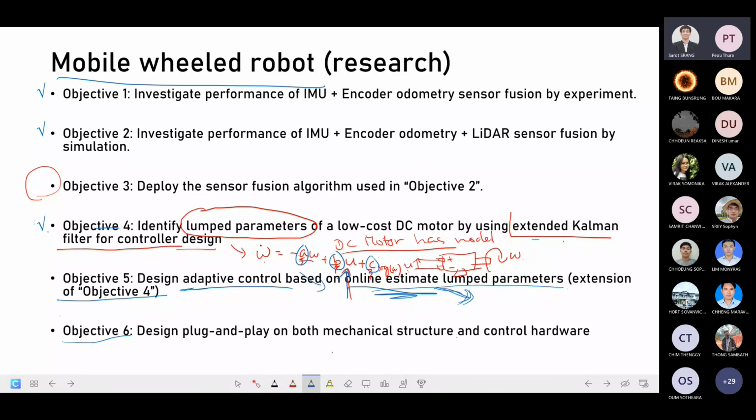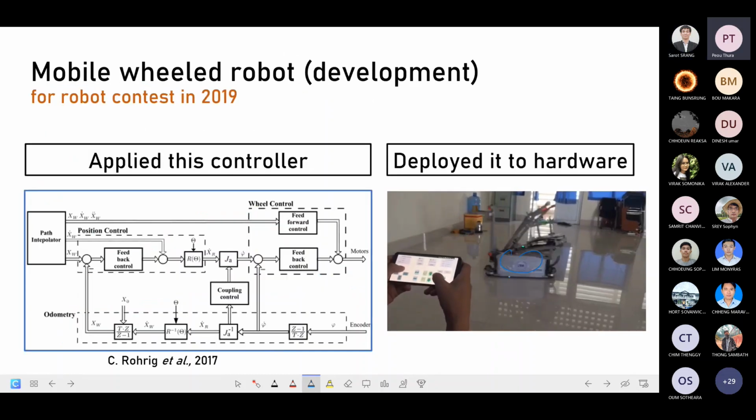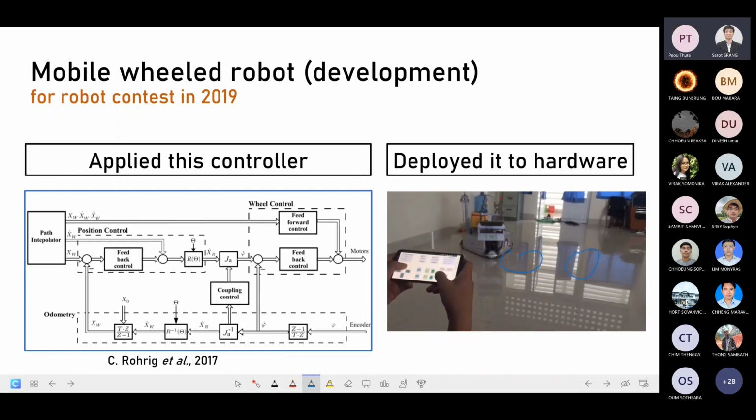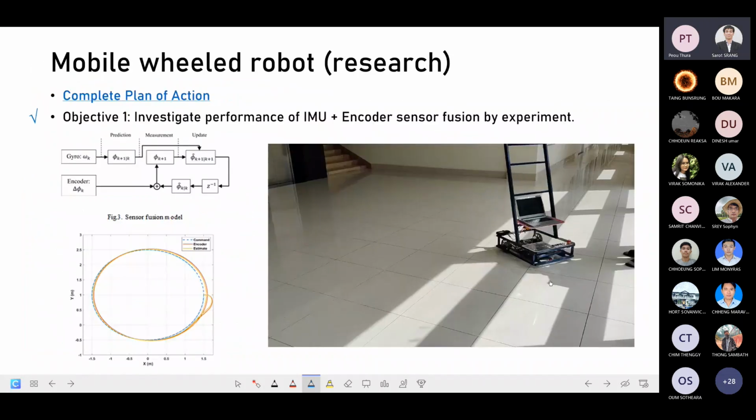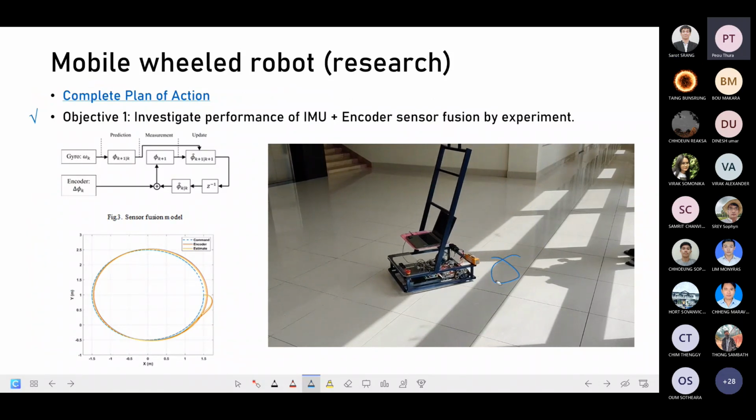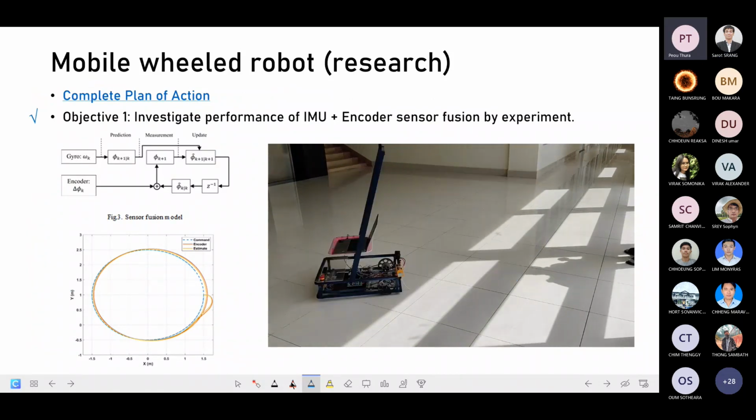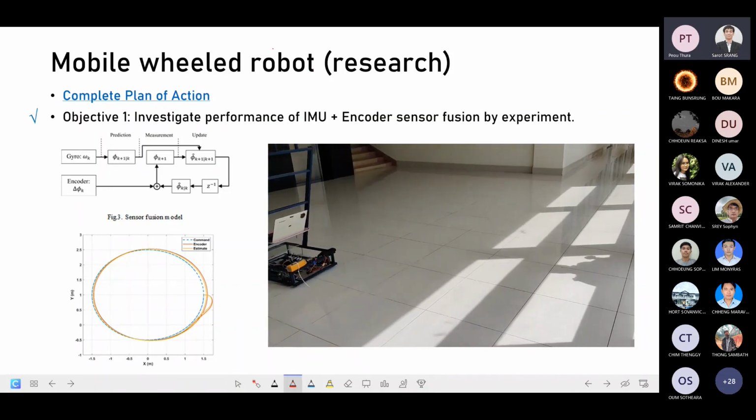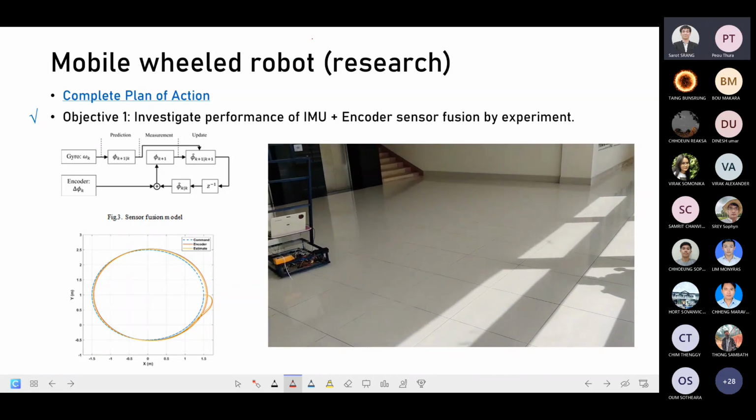Because we want to test control algorithms with different kinds of wheeled robots. Some robots use omni wheels. For example, this one uses omni wheels, you can see. And this robot uses differential drive wheels, just normal wheels. And some robots use Mecanum wheels.